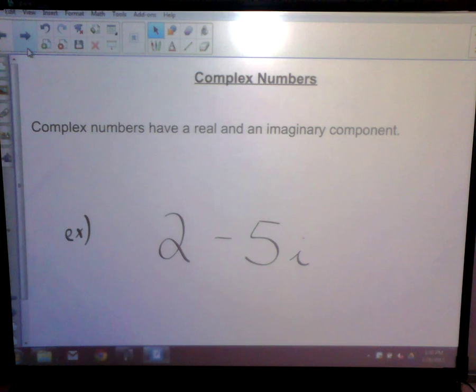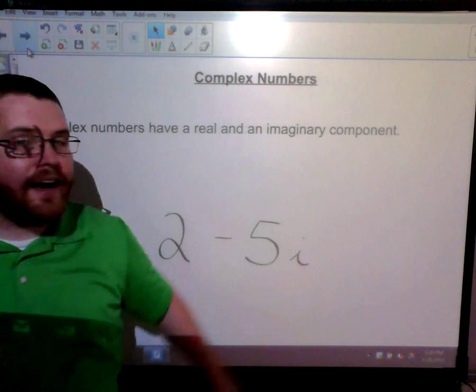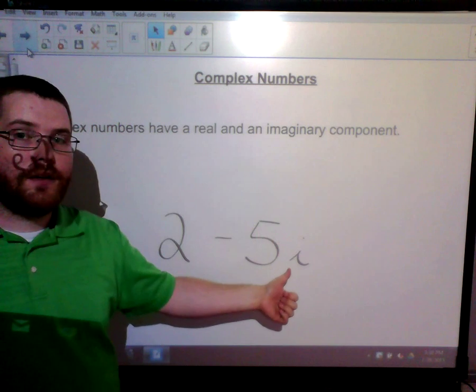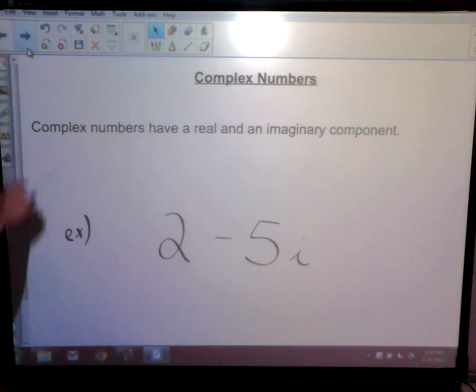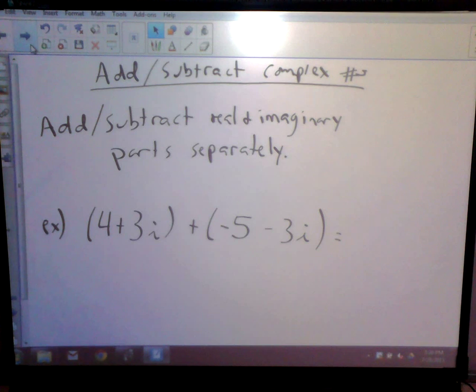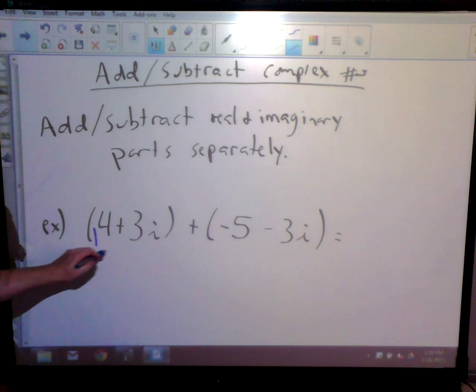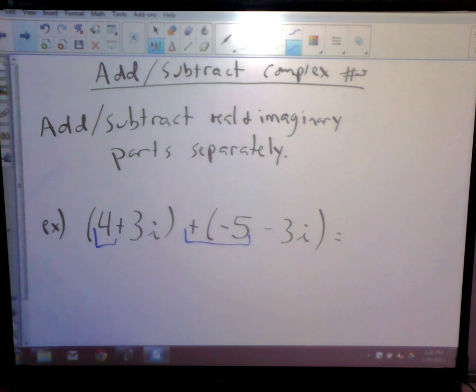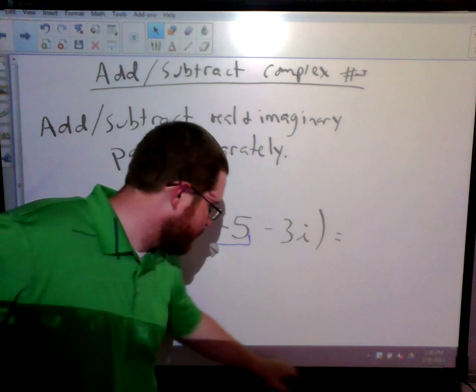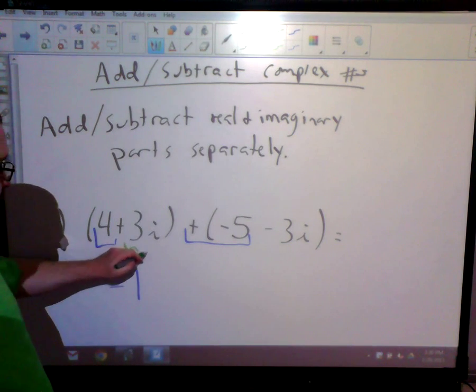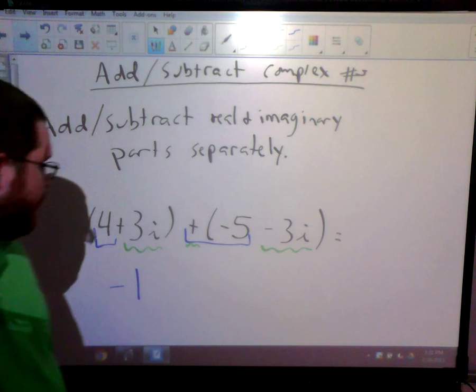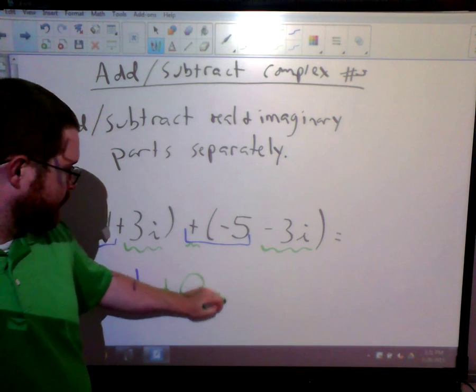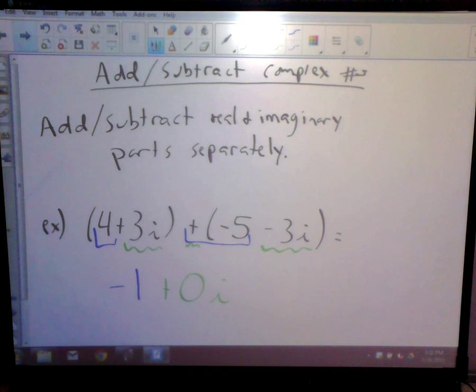Complex numbers have a real and an imaginary component. 2 minus 5i is a complex number. 2 is the real part, minus 5i is the imaginary part. How do we add or subtract these things? We just add or subtract the real and the imaginary parts separately. So, let's add the real parts. 4 plus negative 5 is negative 1. 3i plus negative 3i is 0i. So there you go. You don't need the 0i. I just put it on there to show you that it is a complex number. It just doesn't have any i's.